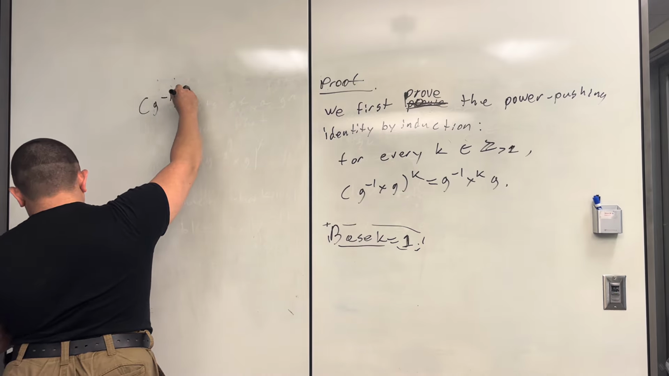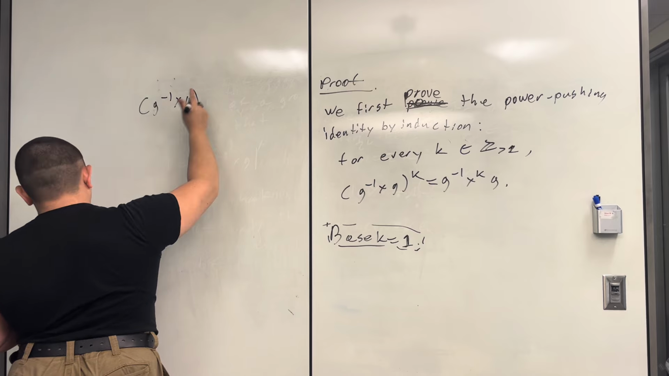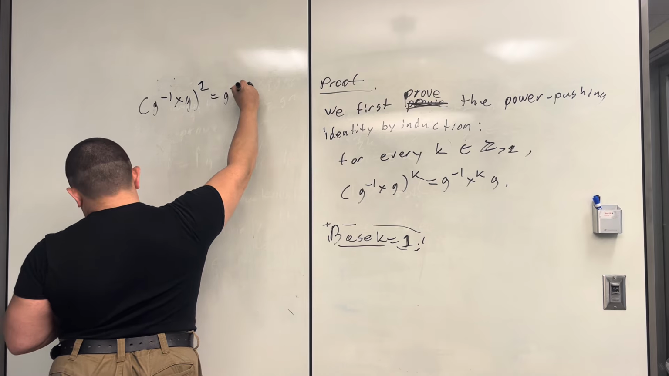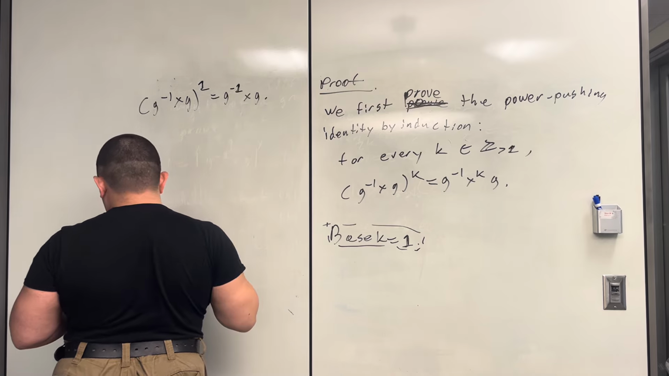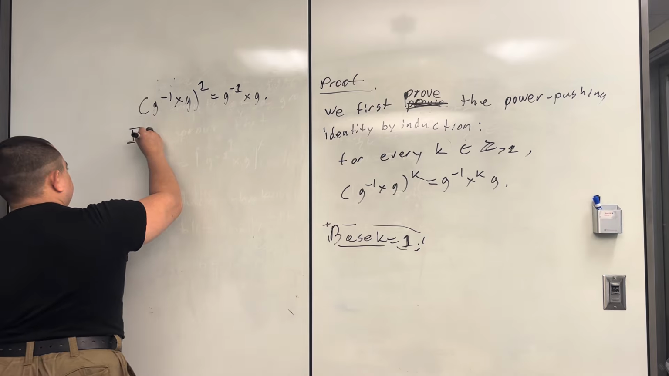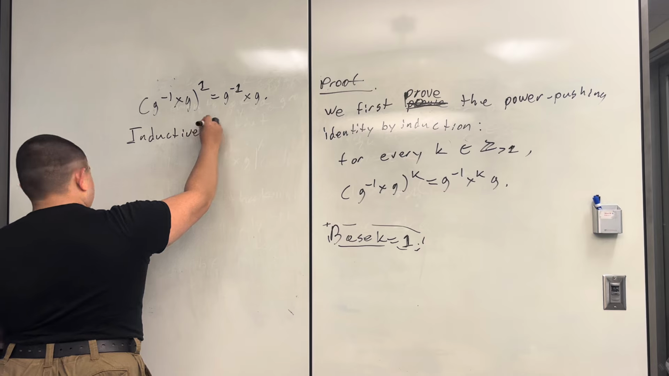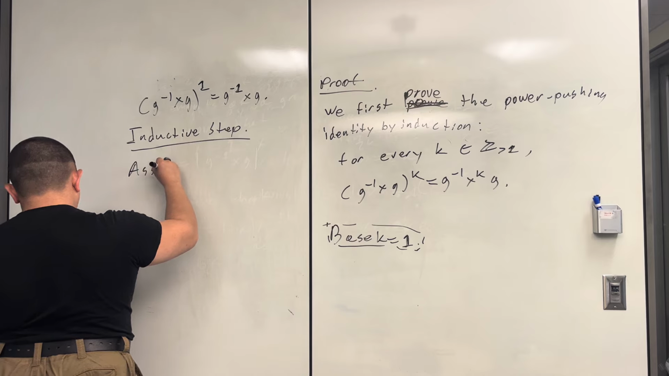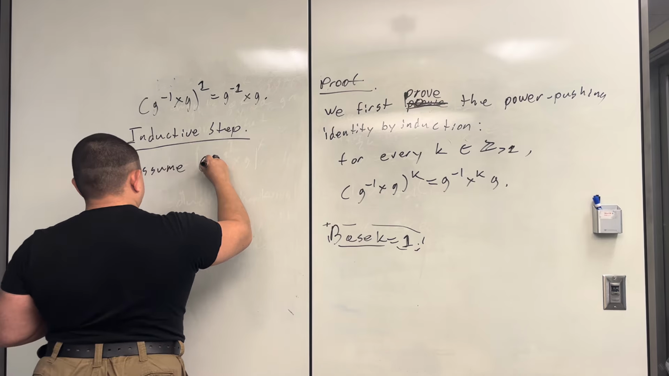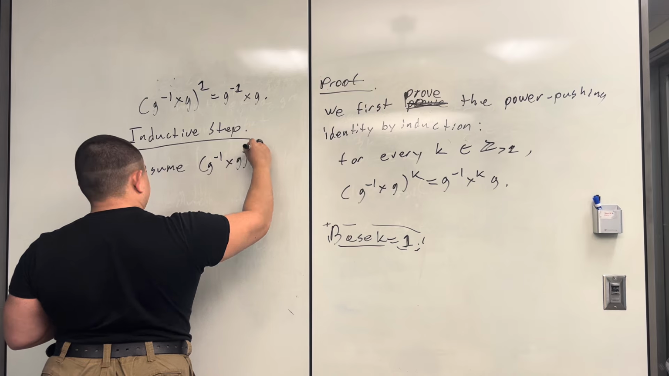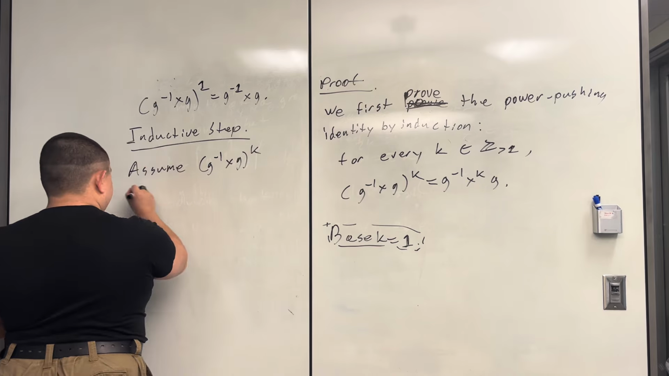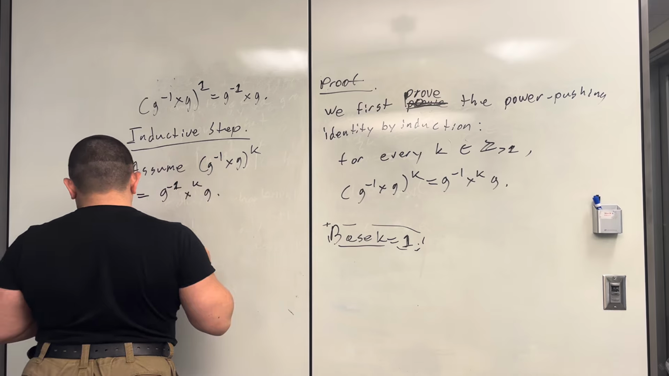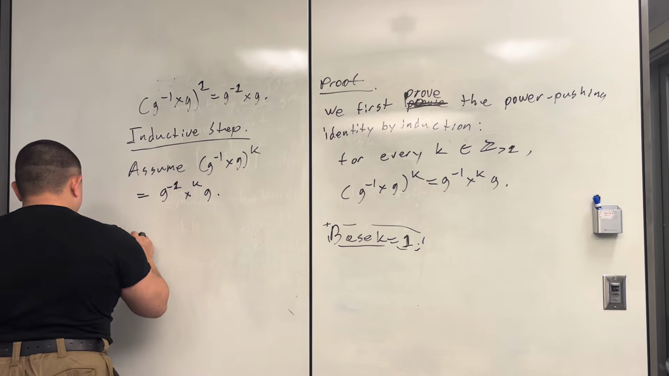(g^(-1) x g)^1 is equal to g^(-1) x g. Now, the inductive step of this: assume that (g^(-1) x g)^k is equal to g^(-1) x^k g. That's our inductive hypothesis.